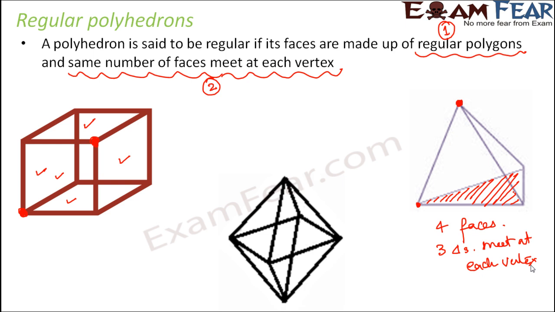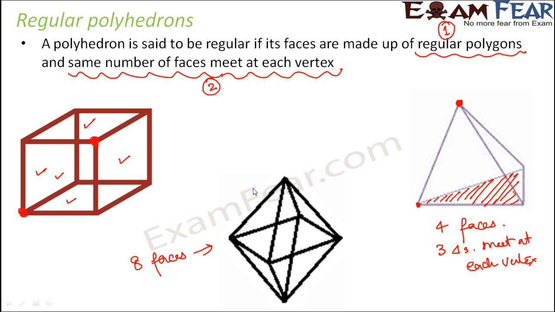Let's look at the third example, which is an octahedron. Octahedron means, octa means 8. So this is a polyhedron with 8 faces. And what are each of those faces? Each face is a triangle. So if you see, this is one face, a triangle. This is another face. This one is yet another face. And similarly, you have 4 such triangular faces in the downward direction. So you have a total of 8 triangular faces, and each triangle is an equilateral triangle, which is a regular polygon. Therefore, this is a regular polyhedron.